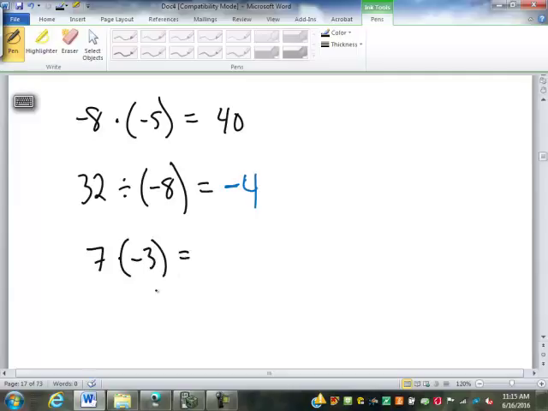This one, positive or negative? It's going to be negative. Positive times a negative will be negative. 7 times 3? 21. So -21.